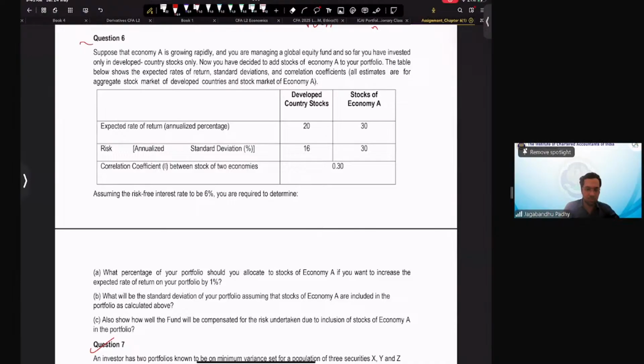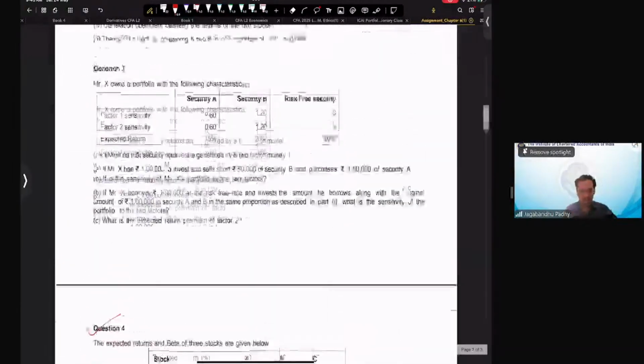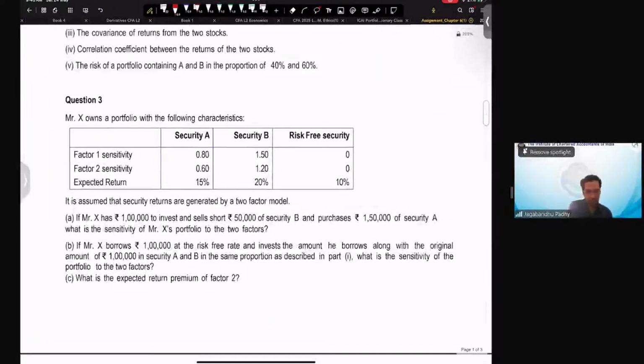Fine. This is question number 6 done. Now we are left with just one question, which is question number 3. Mr. X owns a portfolio with the characteristics security A, B, and the risk-free security. Factor 1 sensitivity, factor 2 sensitivities are given. There are two factors which are being considered in our formula. This is going to be the arbitrage pricing theory model, which is lambda 1, lambda 2, and beta 1, beta 2 part.